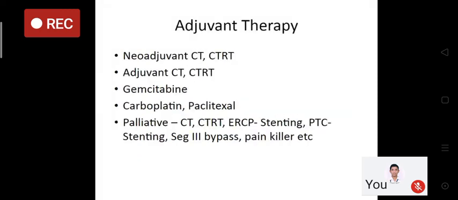Once the surgery is over, we have adjuvant therapy. In adjuvant therapy, we have chemotherapy and chemoradiation. Of course, the role is very limited, but chemotherapeutic agents like gemcitabine have shown some promising results. In young patients, addition of carboplatin or paclitaxel further increases survival. In the majority of patients, we need only palliative therapy, like palliative chemoradiation, endoscopic stenting, PTC stenting, surgical bypass, painkillers, and nutritional support. Most patients fall in this category.